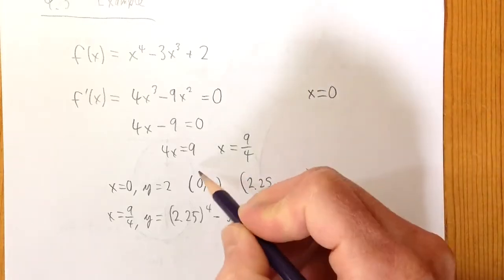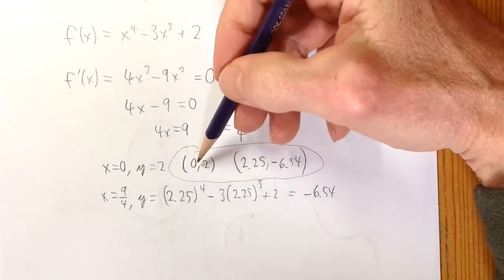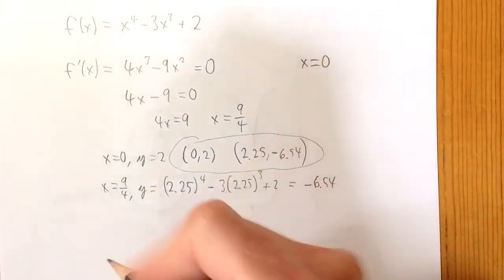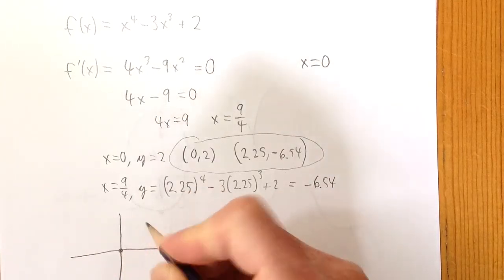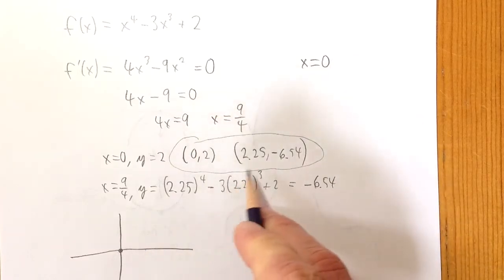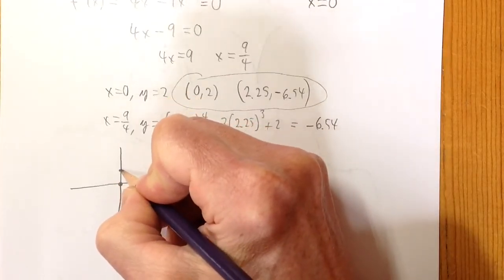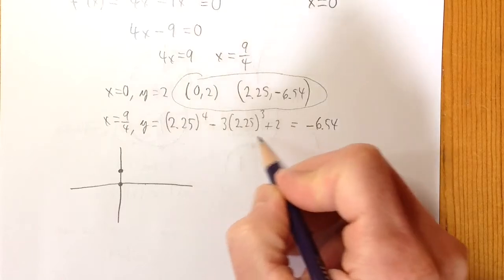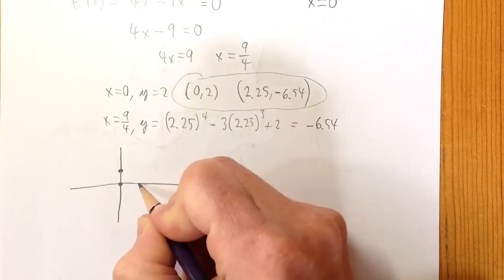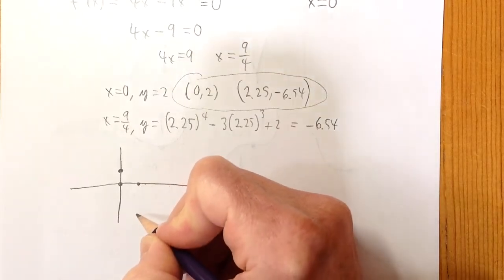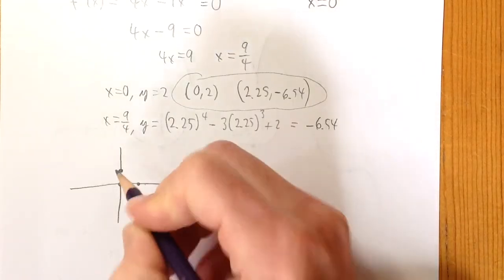Okay, so those are our two interesting points. I'm going to circle them so we remember them. So we want to know what happens on each side of those points. If we have our graph here, something interesting happens at 0, and something interesting happens at 2.25. Actually, let's plot the points. So (0, 2) would be somewhere around here, x equals 0, y is 2, and then x is 2.25, and y is negative 6.54, oh no, that's way the heck down here. So that's something like this. Okay, so those are our two interesting points.